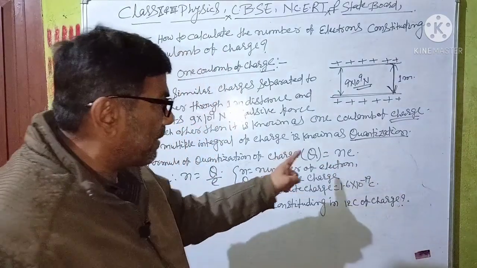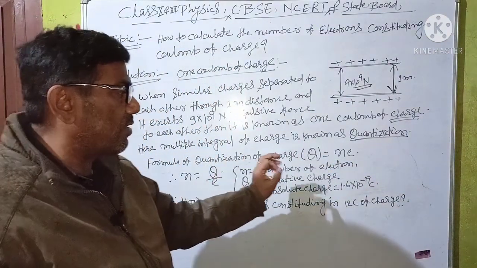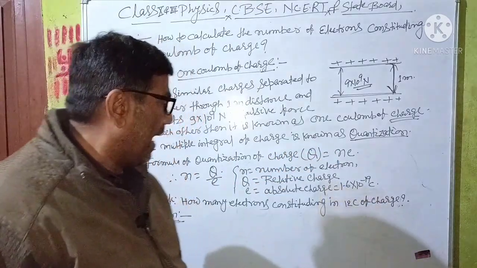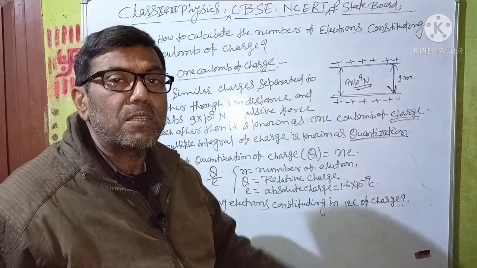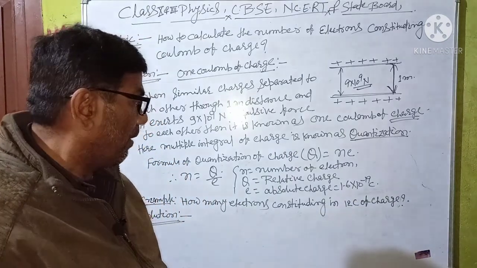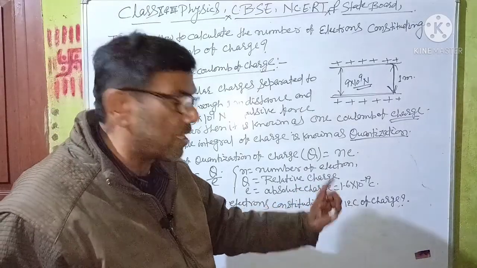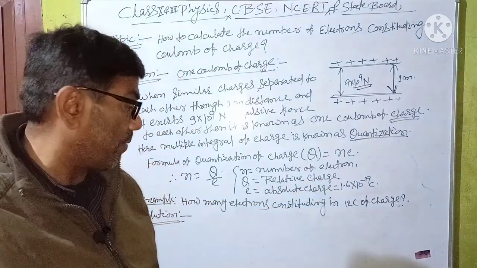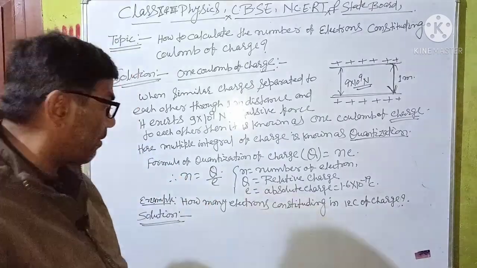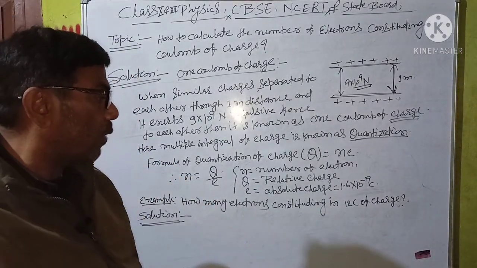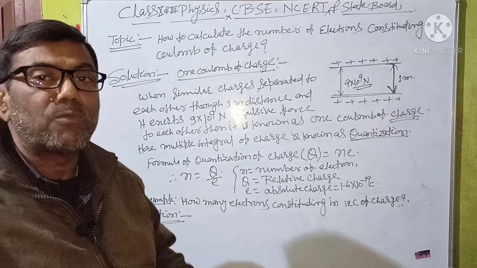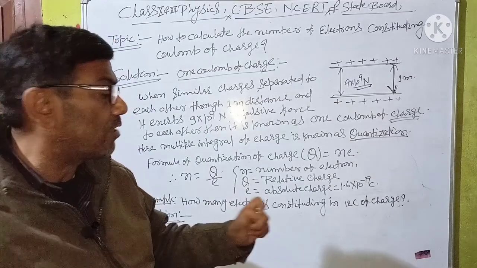Q represents the quantization of charge, meaning the relative charge. N represents the number of electrons, and E represents the absolute charge, or basic charge, or fundamental charge, whose value is 1.6 into 10 to the power minus 19 coulomb. Now, how to calculate how many electrons constitute a given charge: we can find the number of electrons from the charge.